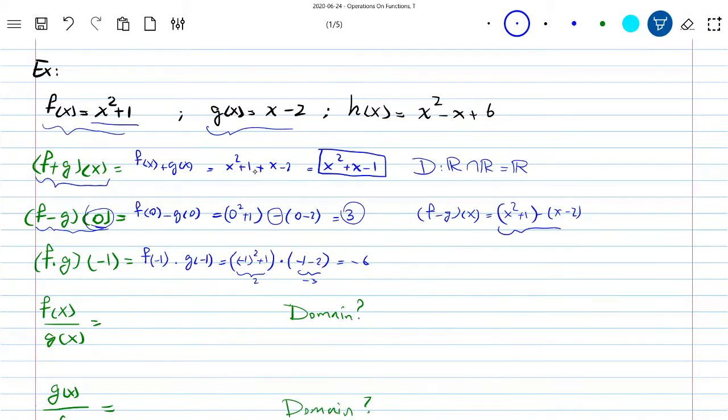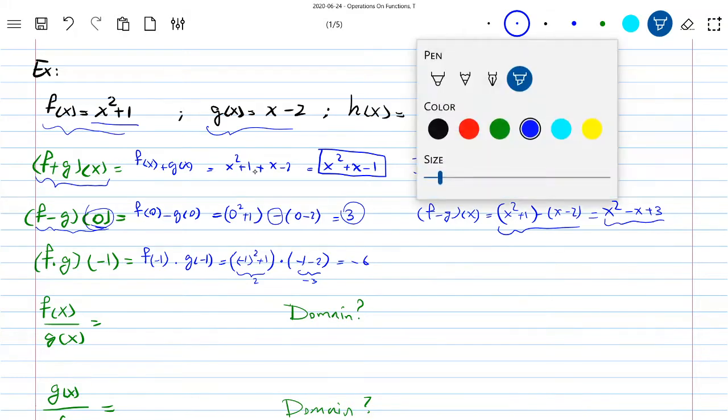Now this is a function. You'll get x squared minus x plus 3. This function has domain R as well, all real numbers. You can replace any input in here and you will get a corresponding y value. Same for multiplication.